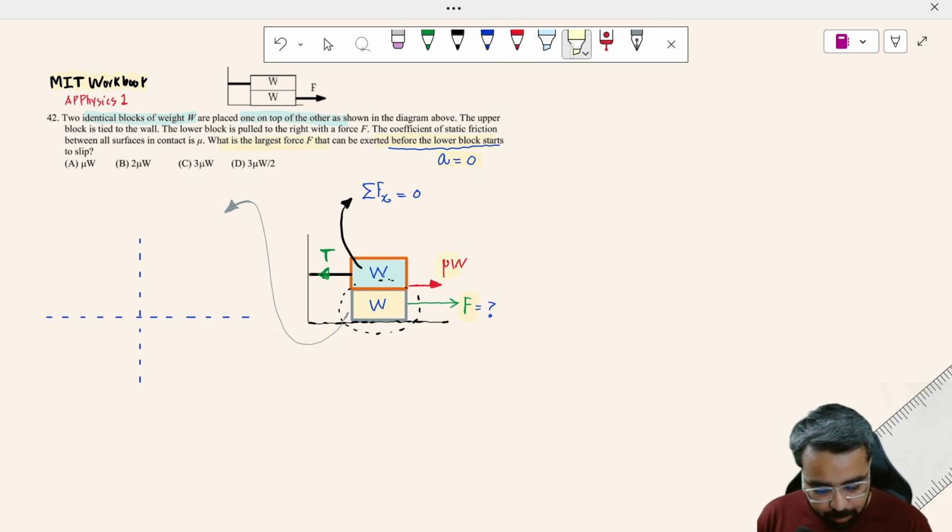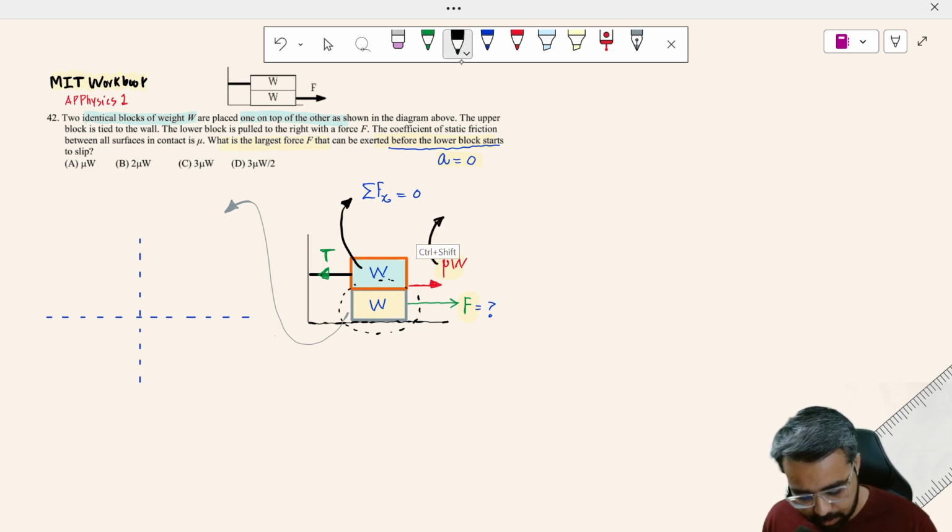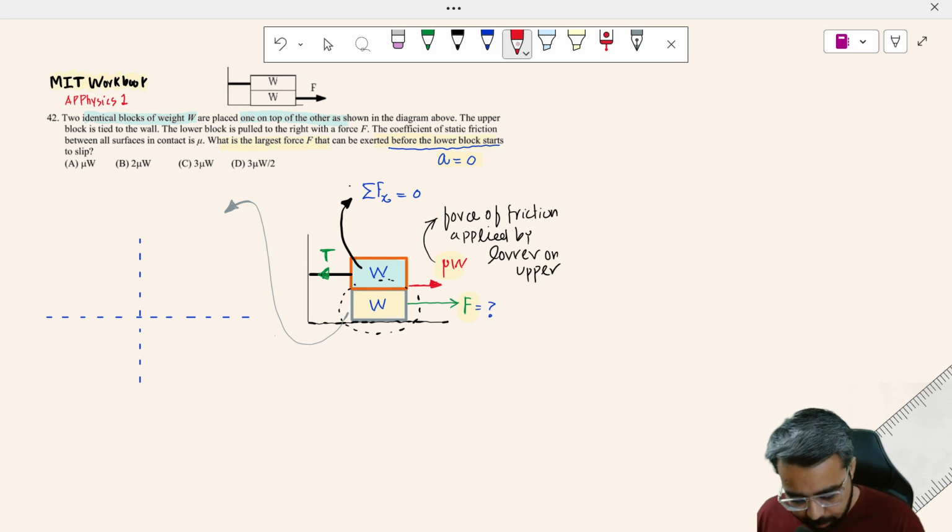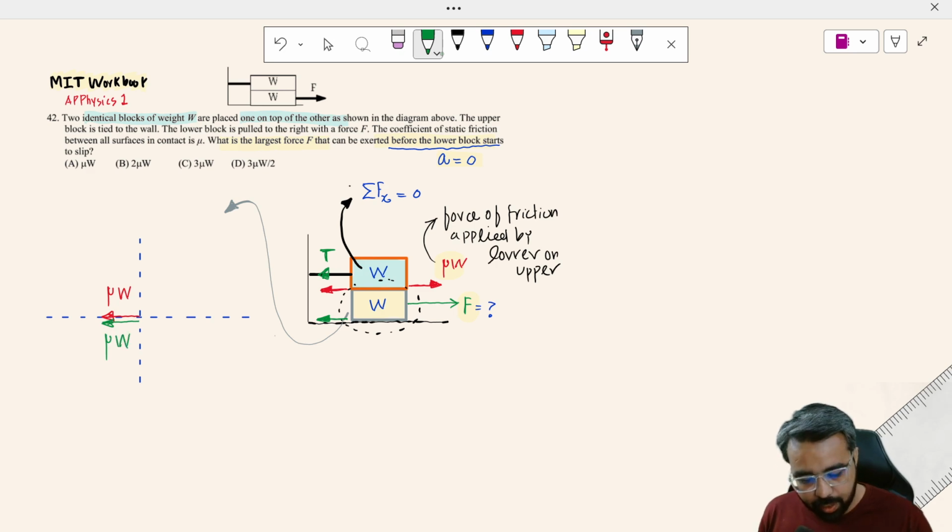Remember that mu w is the force of kinetic friction, which is applied by the lower block on the upper block. So I'm going to draw the same force that will actually exert at this point. You see that mu w, so I'm going to draw this force mu w. There's another force, that is the force of friction applied by the ground on the lower block. So that's why there's another vector mu w.